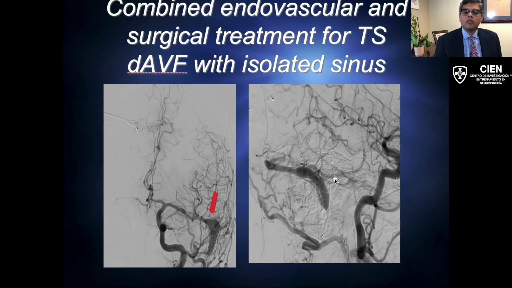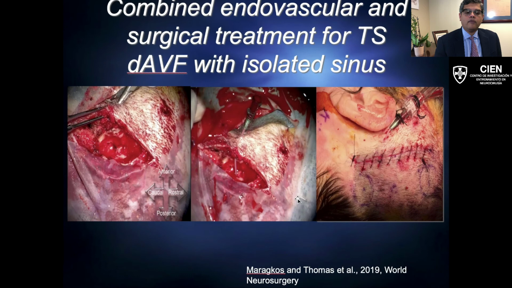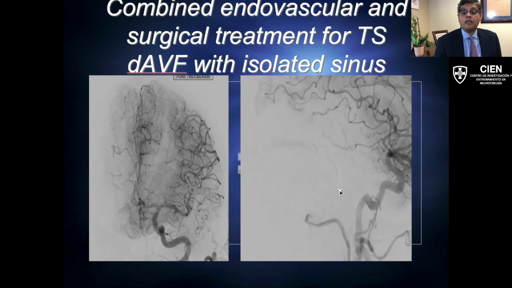So here what we have done is we have created a small craniotomy or a burr hole. We have cannulated the sinus directly and then closed the incision and then gone ahead and just coiled that transverse sinus. And this is the postoperative imaging. So you can see how that fistula was completely obliterated.